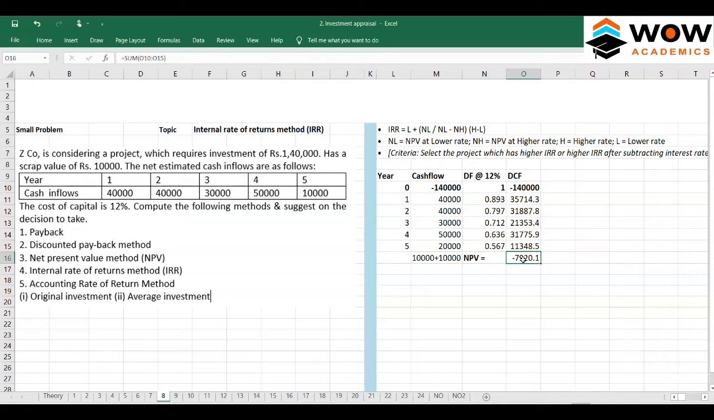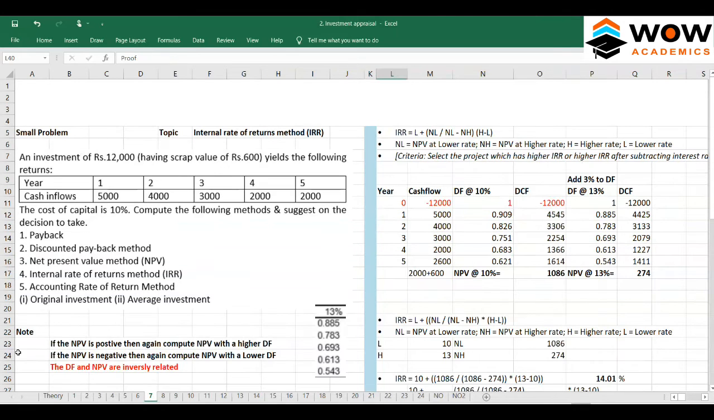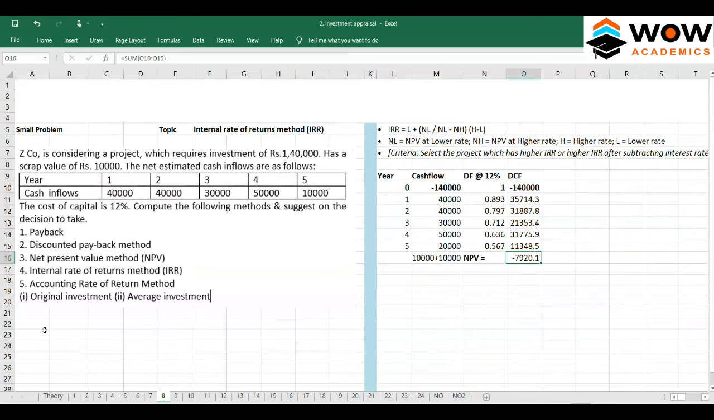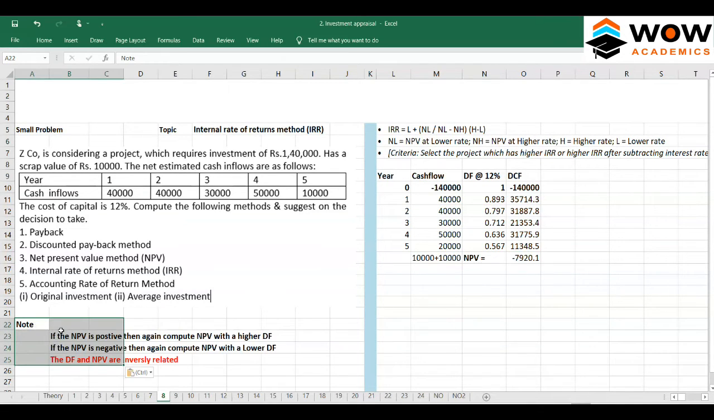So if we get a negative NPV, what we had a rule in the last sum, we'll follow the same rule. So the rule was, if the NPV is negative, so that's what we have here, then again compute NPV with a lower discount factor. So we also had a rule that we can have a difference of 3%, okay, less discount factor by 3%. So we'll have that as a rule, and we'll move along.